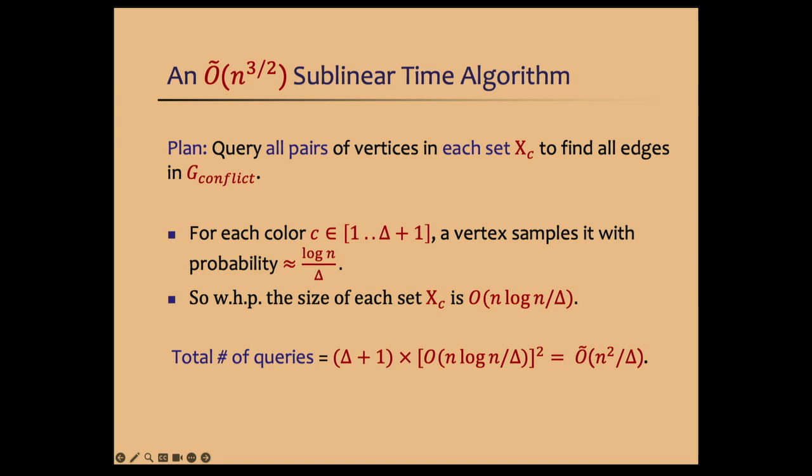Well, the only edges of interest are edges which connect two vertices which have a common color. So the only edges I care to know about are the edges inside these sets, x1, x2, up to x sub delta plus 1. But each one of these sets has size roughly n log n over delta. I'm sampling colors with probability log n over delta. I can perform all pairwise queries inside these sets. That's roughly n square over delta square queries, multiplied with delta, which gives the bound on the total number of queries.